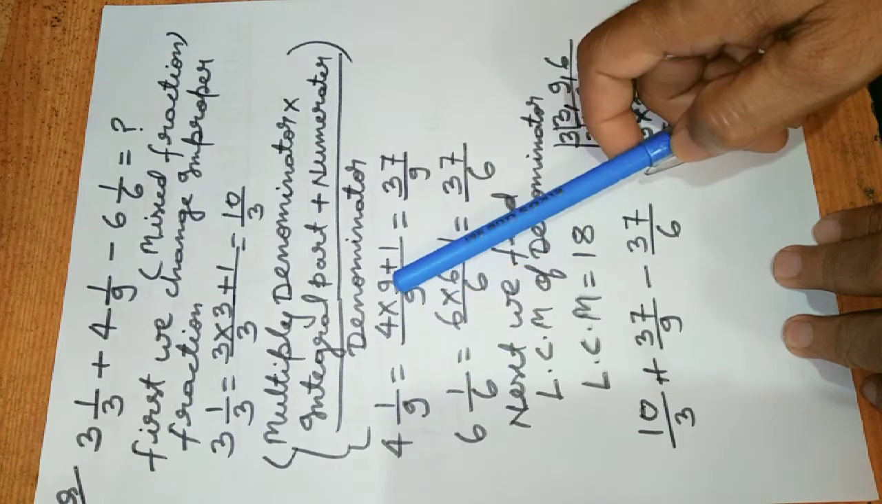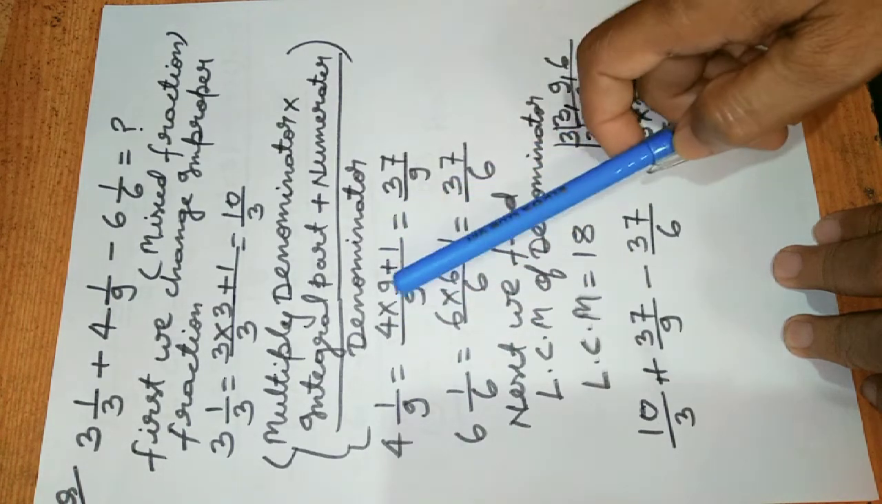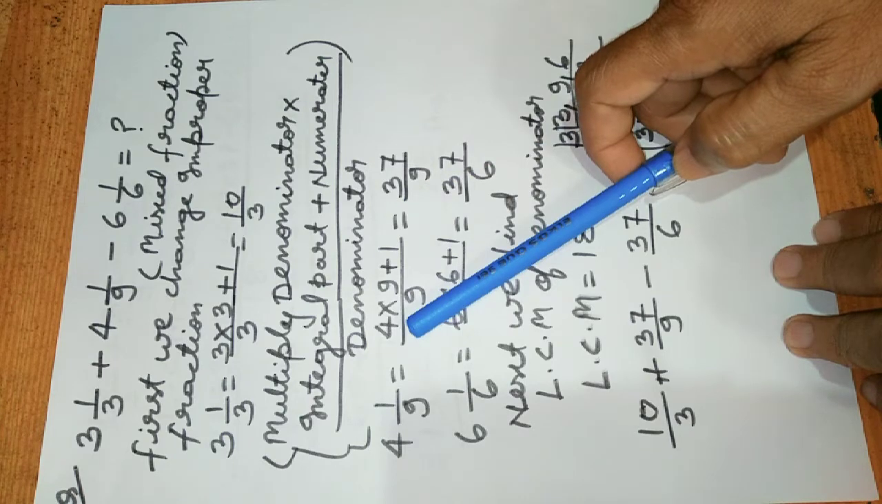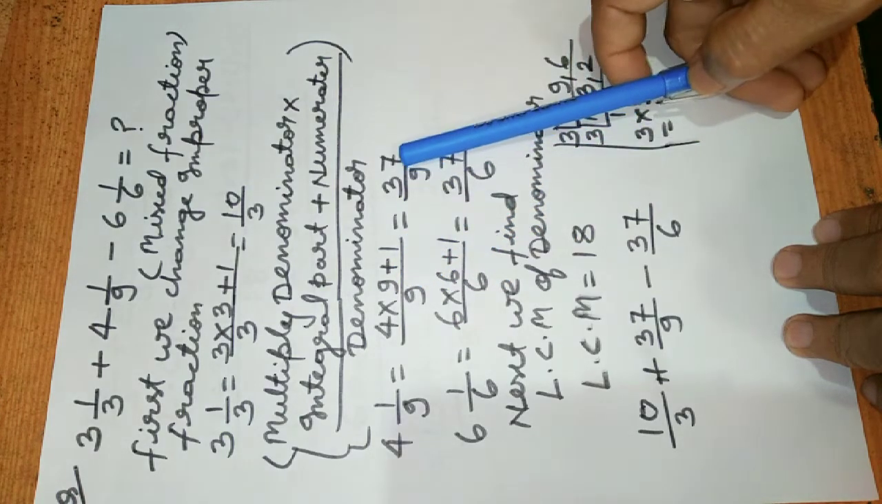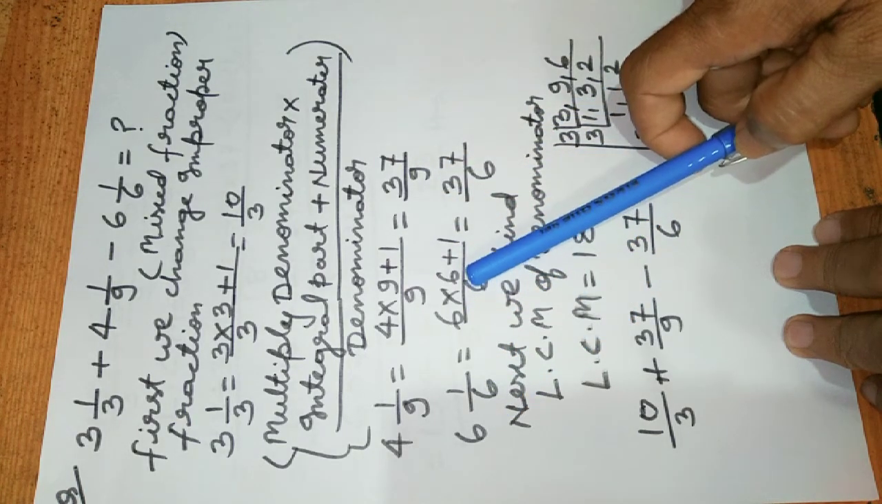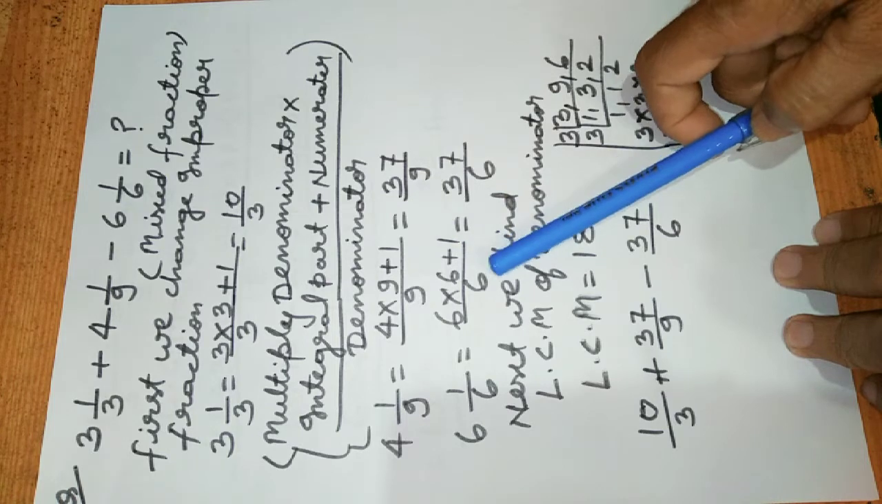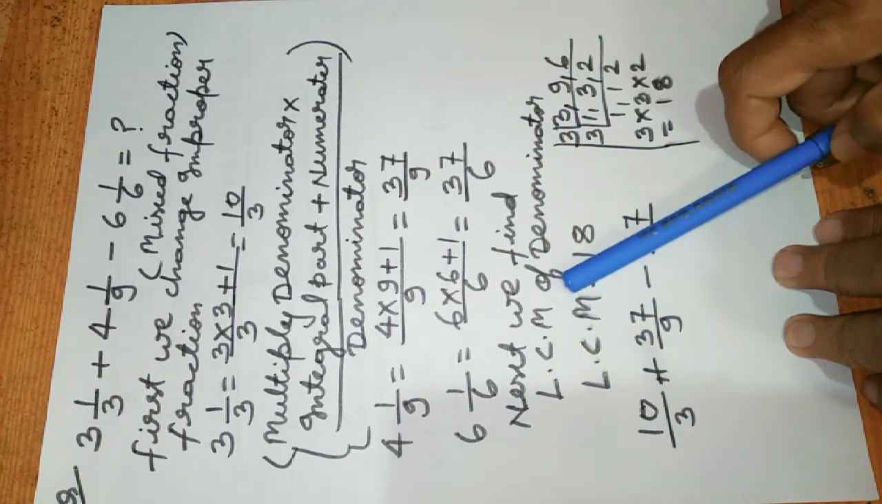4 multiply 9 plus 1 by 9 is equal to 4 multiply 9 is equal to 36 plus 1, 37 by 9. 6 multiply 6 plus 1 by 6 is equal to 37 by 6. Next we find the LCM of the denominators.